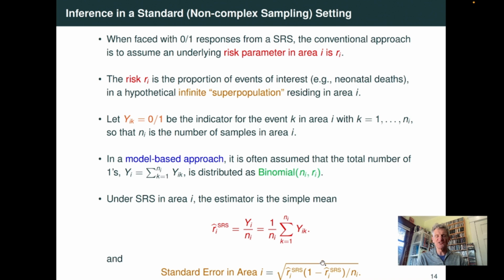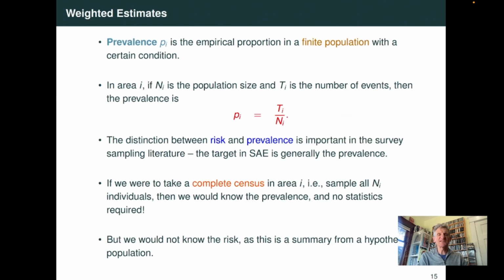And then the standard error is just this standard formula from this binomial assumption. We've got this standard assumption which allows us to get standard errors and confidence intervals, etc. Now let's contrast this with weighted estimates and what I've called prevalence.